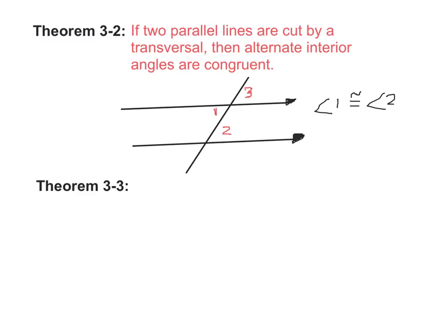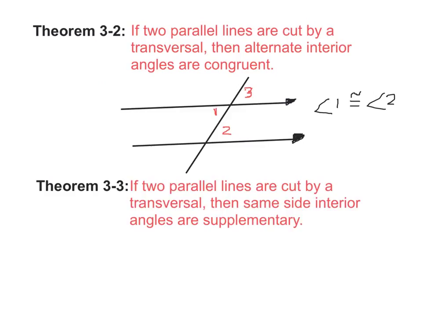Now the next fact about parallel lines is going to be addressed in theorem 3-3. This theorem states that if two parallel lines are cut by a transversal, then same side interior angles are supplementary, or in other words, add up to 180.